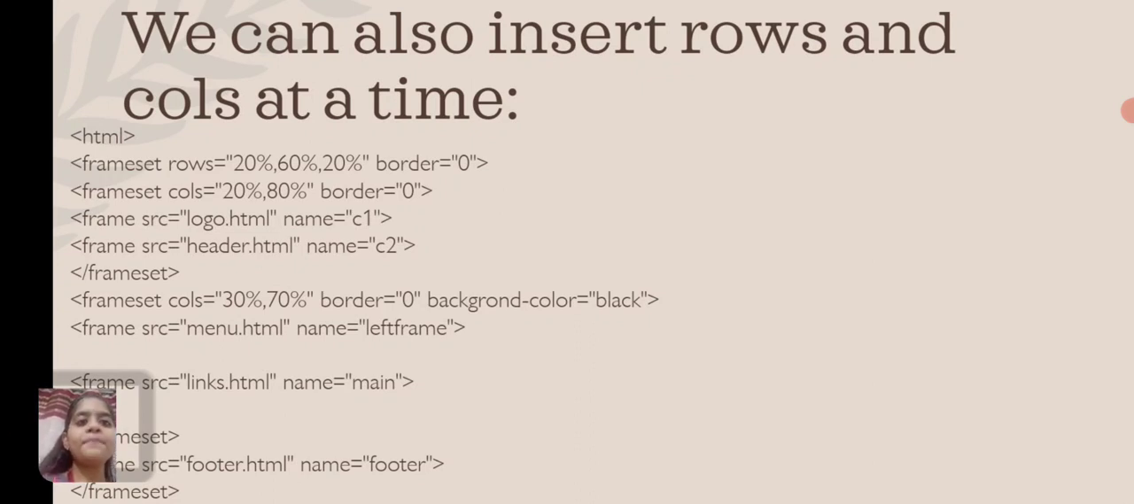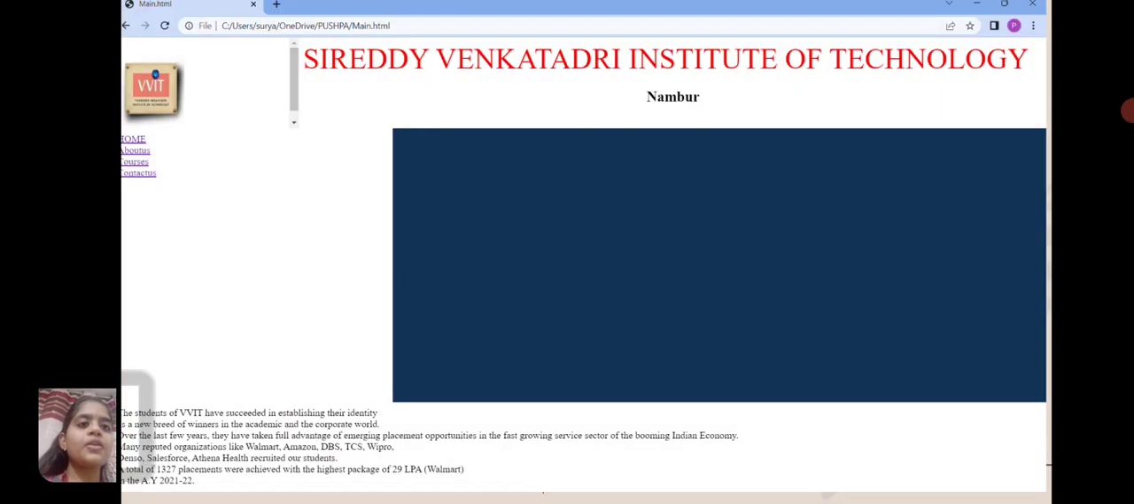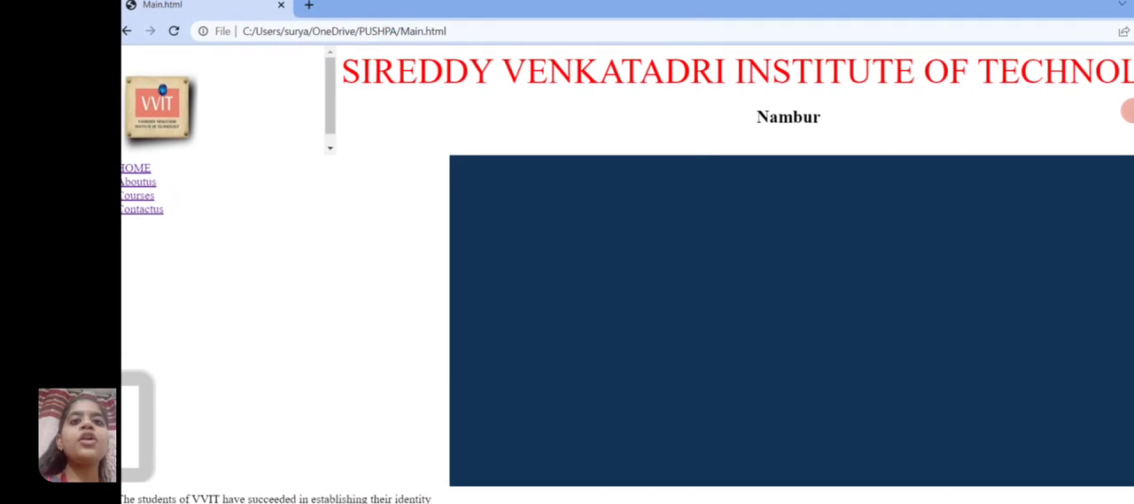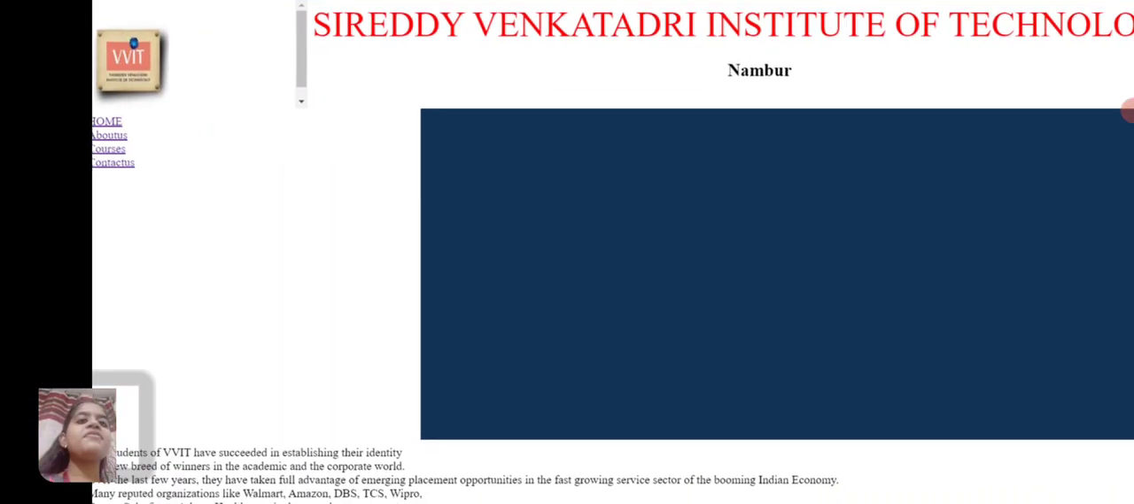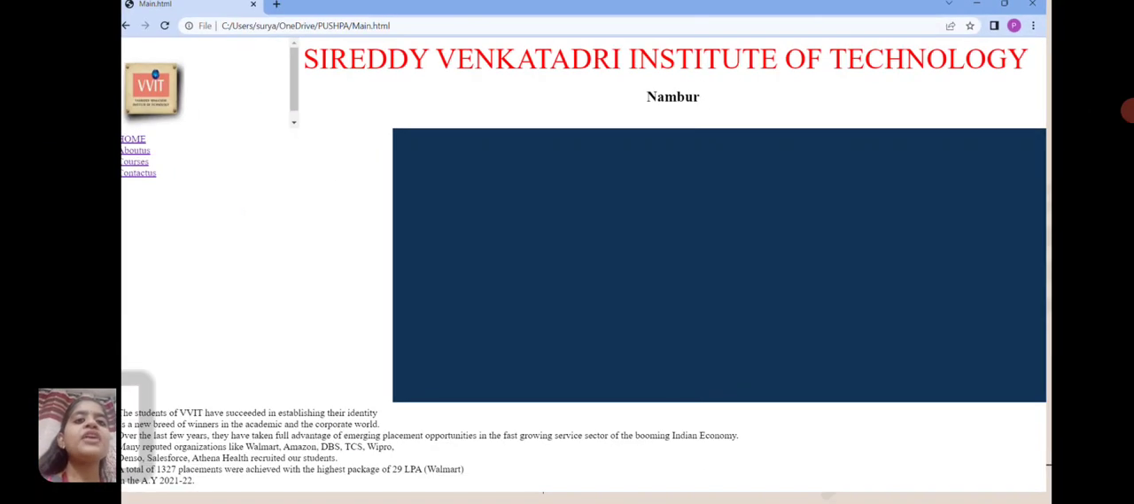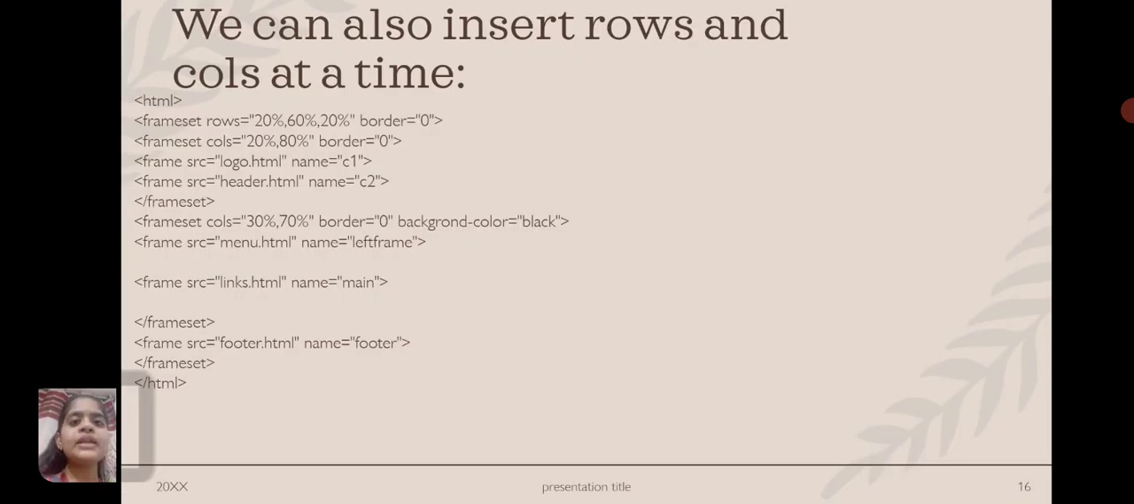So let's see. On the left side we got the logo of VVIT. On the right side we can see the content of header. It means here we give Vasireddy Venkatadri Institute of Technology. Now the second row we give 60%. I thought that the second row should be divided into two columns. So for the left side I give 30% and for the right column I give 70%.